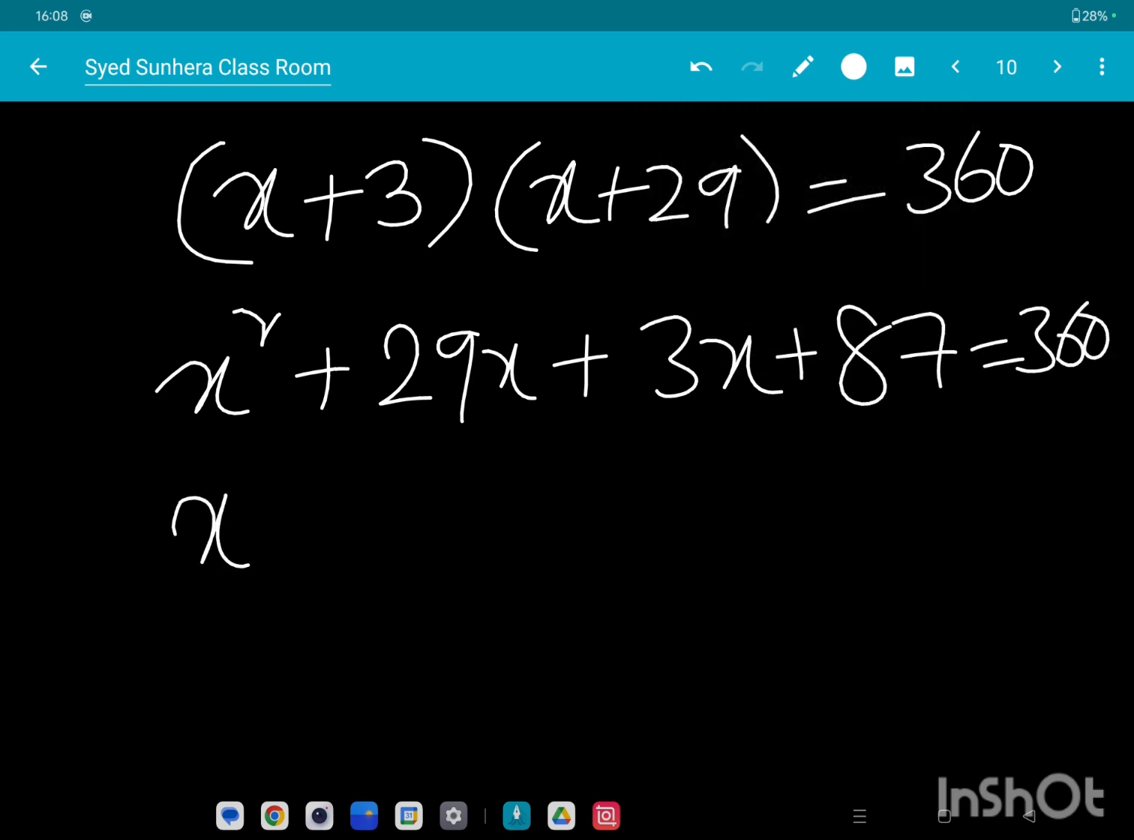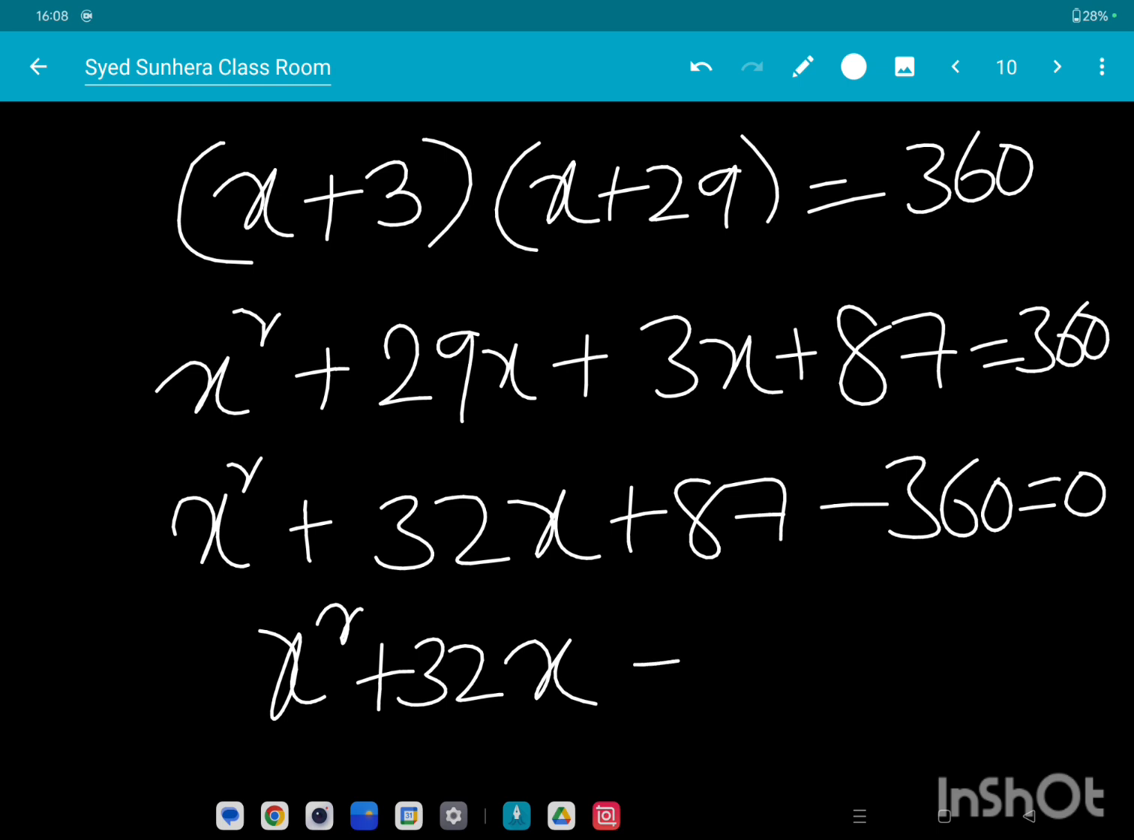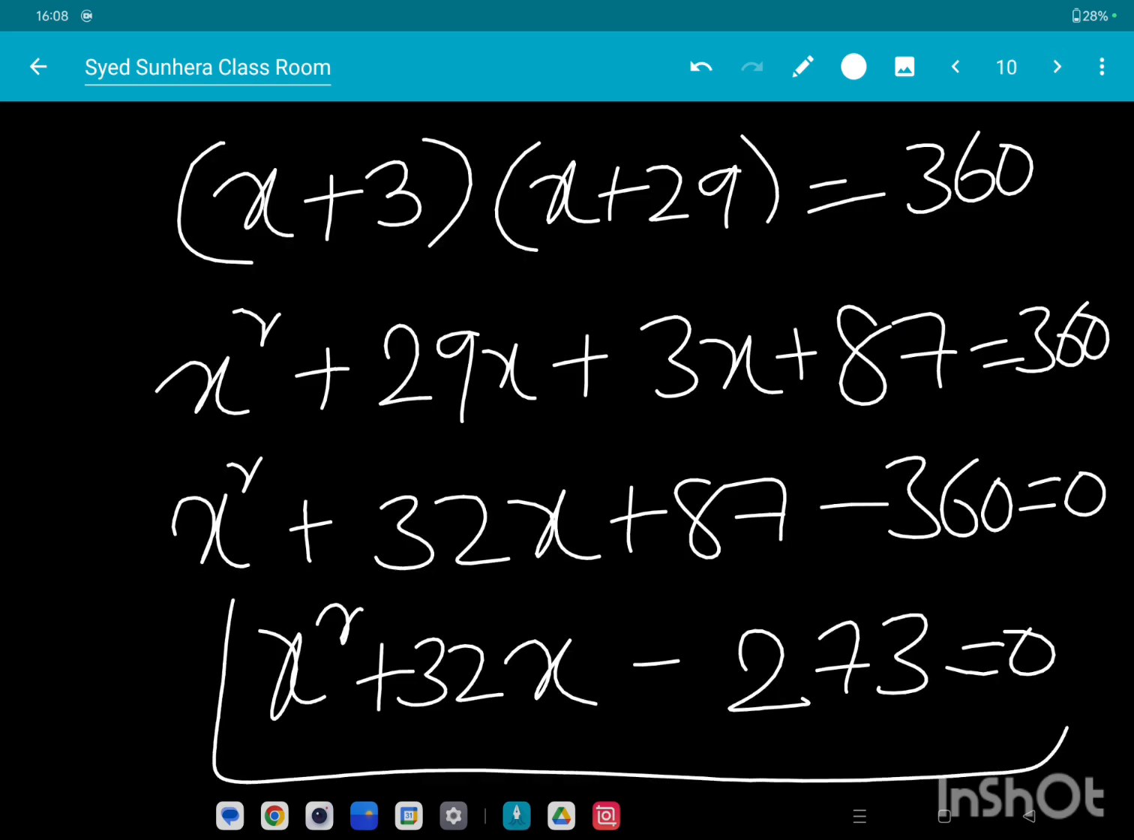Now if we solve this, x square plus 29x plus 3x, it is 32x, plus 87 minus 360 is equal to 0. If we solve this, what will we get? We will get x square plus 32x, and if we subtract 360 minus 87, it will be 273 is equal to 0. So this is the quadratic equation we are finding.